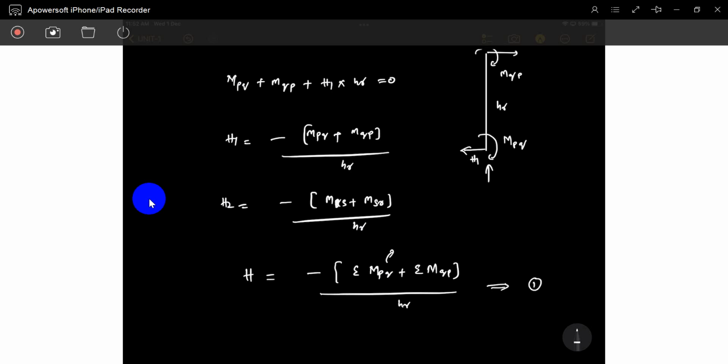These are the final end moments. Sigma MPQ means MPQ, MRS, MTU. Sigma MQP means MQP, MSR, MUT. Okay, this is the first equation.